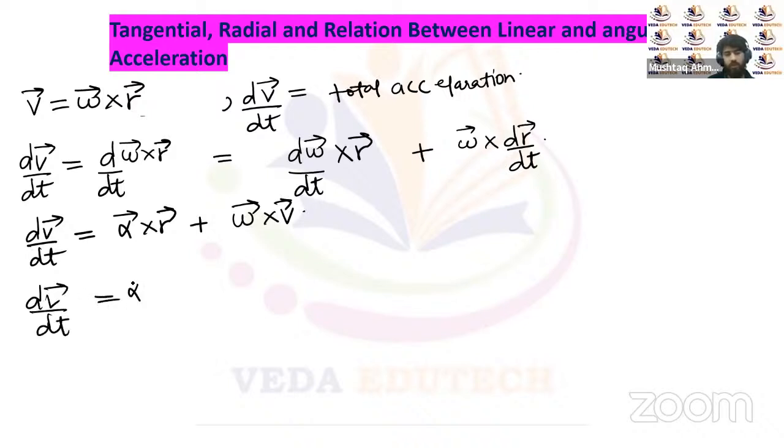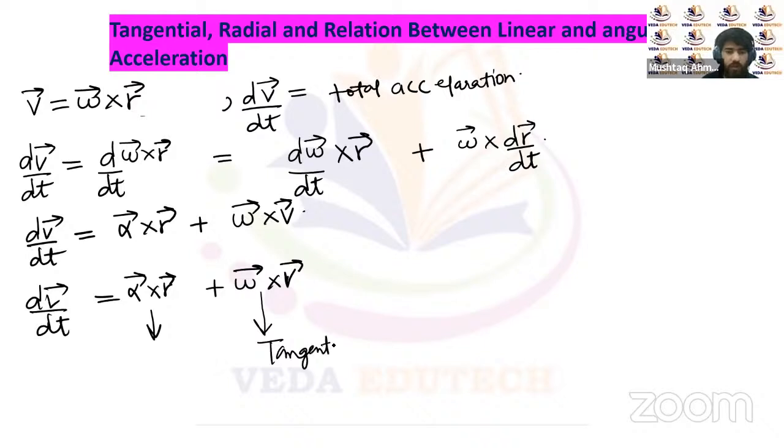And it has two components. One is alpha cross r vector, another component is omega cross v vector. This is one acceleration and this is another acceleration. This acceleration we call tangential acceleration, and this acceleration we call radial or centripetal acceleration.